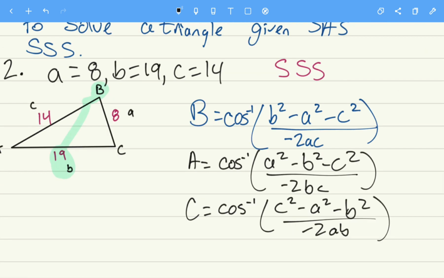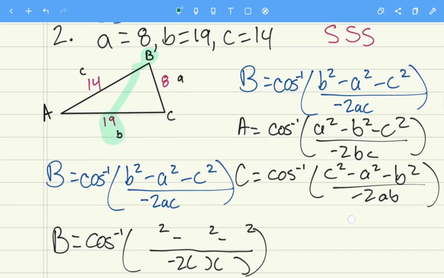And here are the other versions depending on which angle you want to solve for. Notice that whatever angle we are solving for, it does not show up in the denominator of the fraction, and it shows up in the front of our numerator. So let's go ahead and get started with our problem.